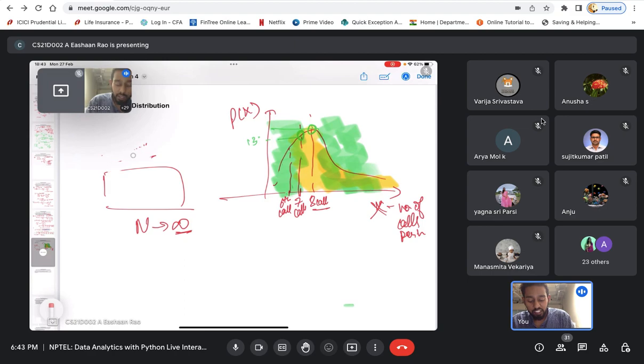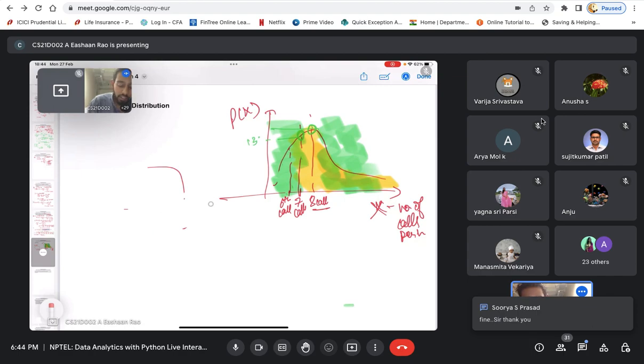Please type out in the chat so I know whether you're able to understand that or not. The boundary condition. Okay, thank you. Just a minute.